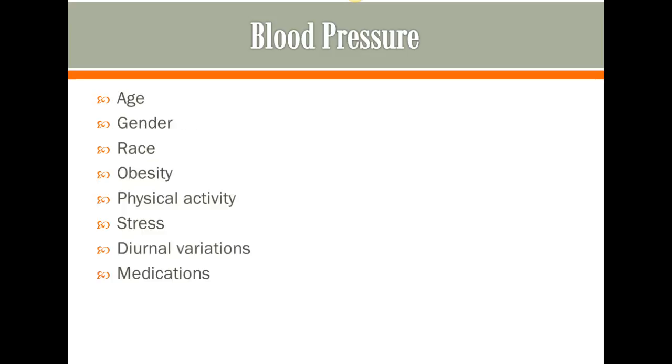Factors that affect blood pressure. With increased age, there is a prevalence of hypertension. Males typically have a higher blood pressure. However, after menopause, females' blood pressures tend to rise. American males of African ancestry over 35 have a higher prevalence of hypertension. People who are obese have a higher blood pressure. Increase in physical activity will raise your blood pressure for a short duration. Stress elevates blood pressure. Diurnal variations, so blood pressure is usually lowest in the morning and then elevates throughout the day and with activity. And medications can obviously change blood pressure.